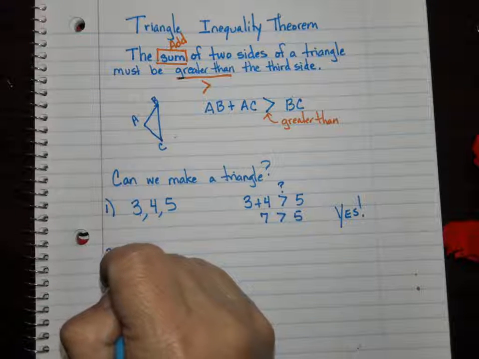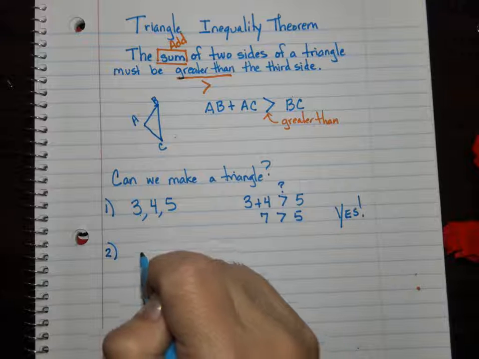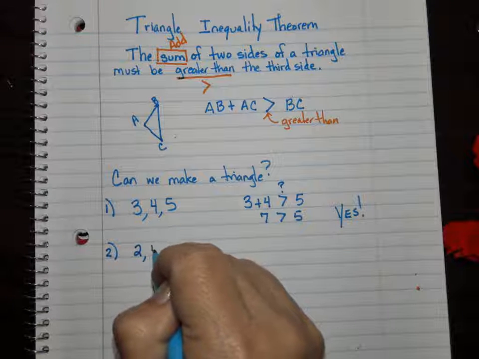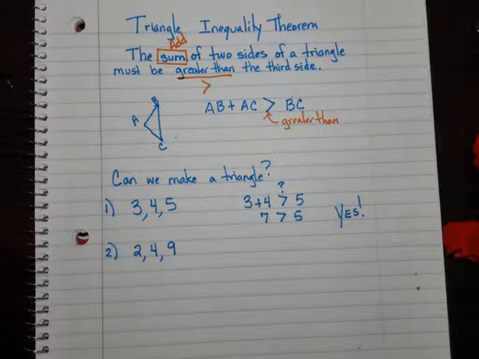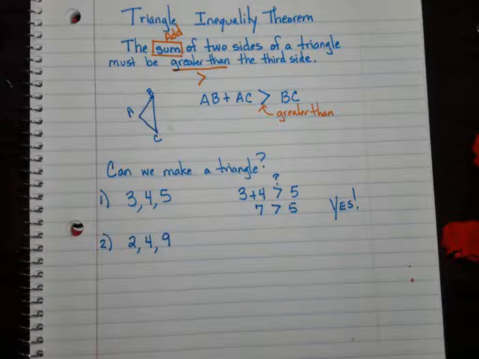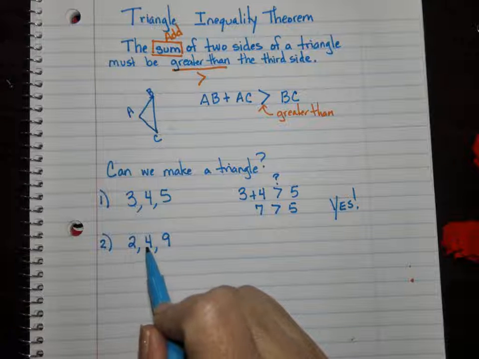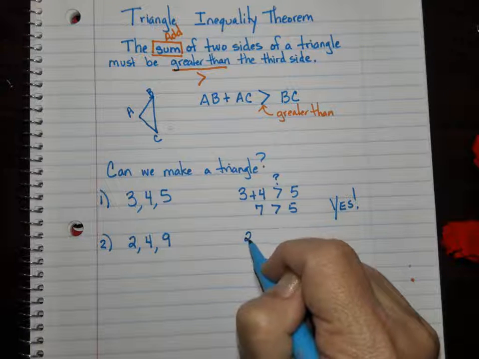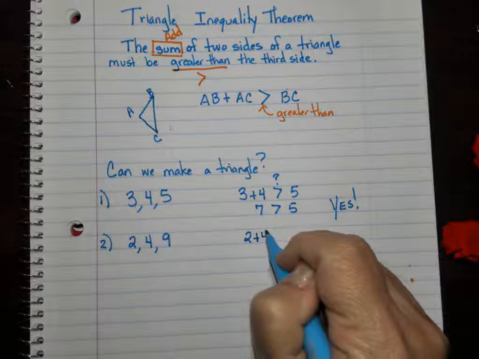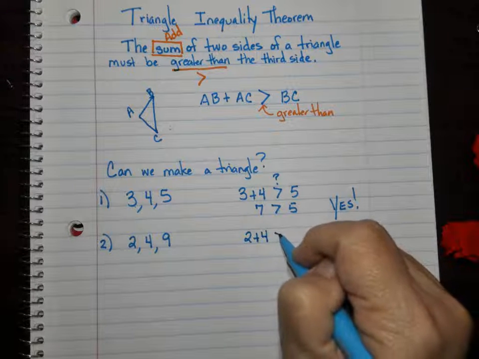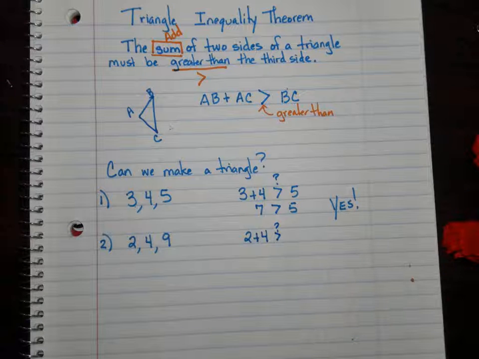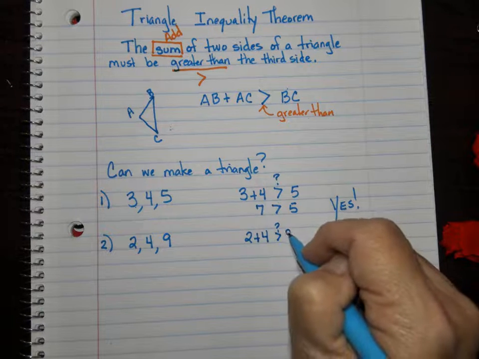Alright, so problem 2. What if our sides were 2, 4, and 9 inches long? Can that build a triangle? So we take our 2 smaller sides, and we find the sum, which means we add them together, 2 plus 4, and then we question, is that greater than 9?